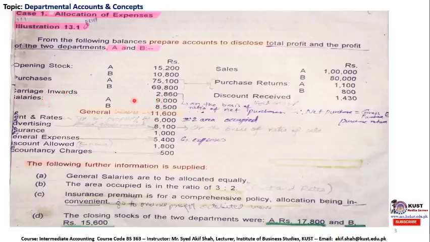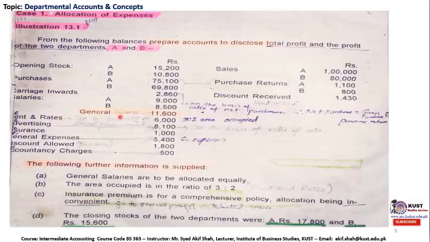Similarly, we are given salaries of department A and B clearly. Discount received is actually a kind of revenue, because you have paid less amount on your purchases for department A and B. However, once again, specific discount for department A and B is not mentioned. It means that we have to calculate the discount received for department A and department B on the basis of net purchase ratio.